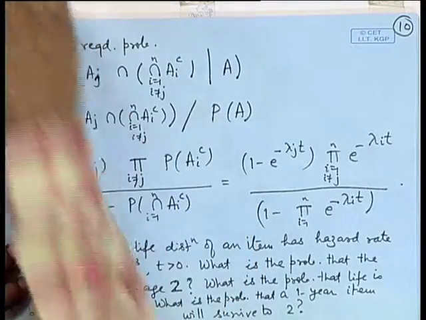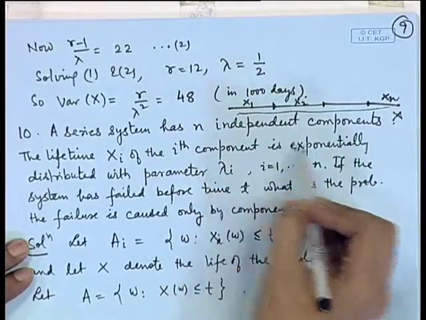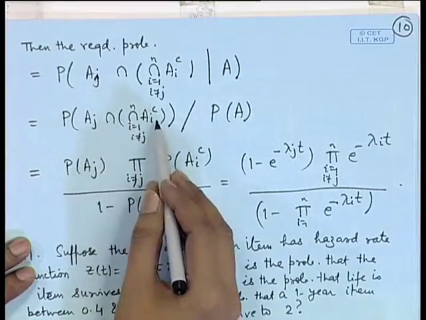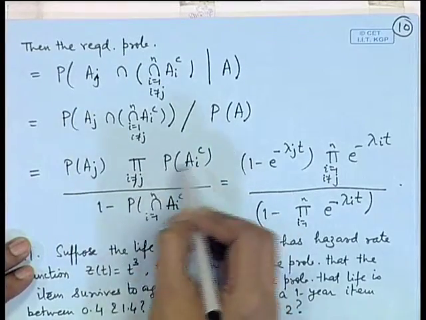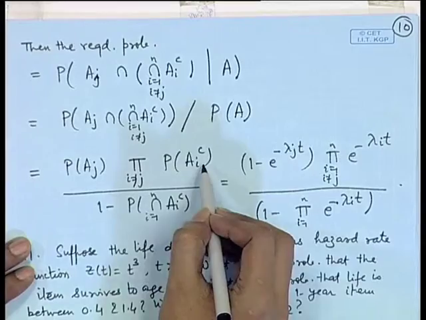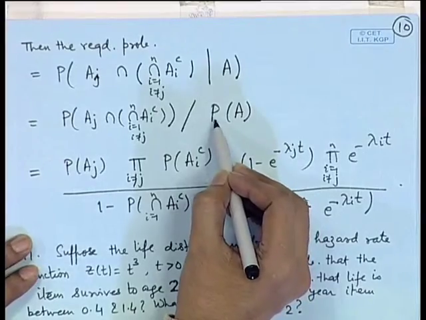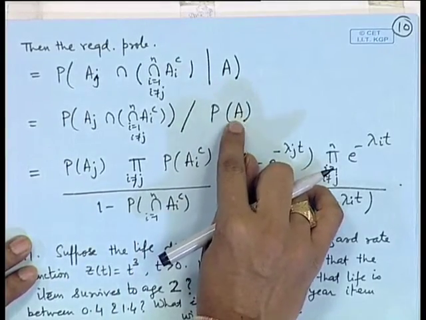Now, at this stage we make use of the assumption that the components work independently. That means failure or non-failure of an individual component does not affect the failure or non-failure of any other component. So we can apply the formula for the probability of the intersection of independent events. It becomes probability of A_j times the product of the probabilities of the other events, divided by probability of A. Now, what is the probability of A? This means that the system has failed before time t, so it is equal to 1 minus the reliability of the system at time t.